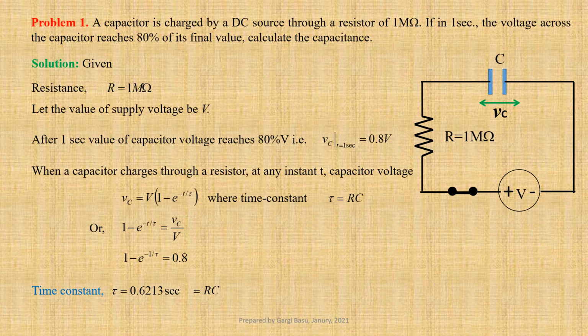Let us now calculate the value of the capacitance. C equals tau by R, that is equal to 0.6213 divided by 1 into 10 to the power 6, that is equal to 0.6213 into 10 to the power minus 6 farad, or 0.6213 microfarad.